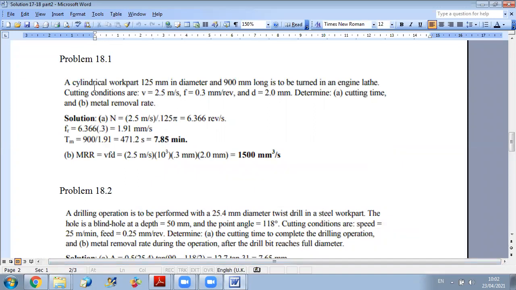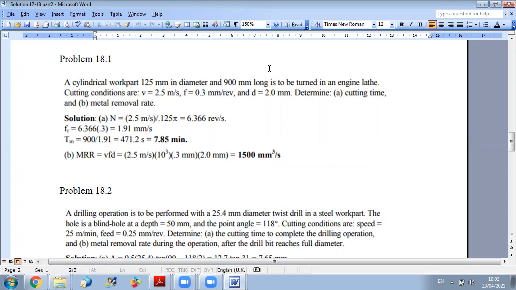So first, a cylindrical work part of 125 millimeter in diameter and 900 millimeter long is to be turned in an engine lathe. The cutting conditions are V equals 2.5 meters per second. The feed is 0.3 millimeter per revolution, and the depth of the cut is 2 millimeter. We should determine the cutting time required and the metal removal rate.